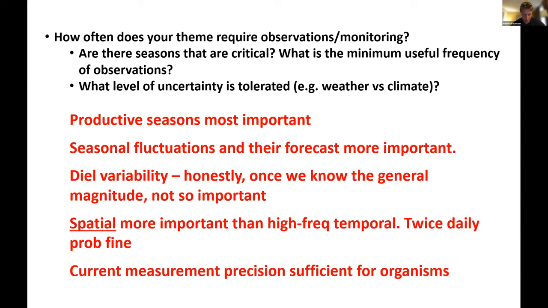Next. How often should we require these observations, what seasons are critical, and what are the frequencies? That's a very important question to gauge the effort that we need to make. My two cents, I would say that the productive seasons are most important. We know from work that we've done all over the United States in estuaries and shallow environments that during the summer and fall productive seasons, we have the biggest amplitudes in pH and oxygen fluctuations. That's when the extremes are happening.